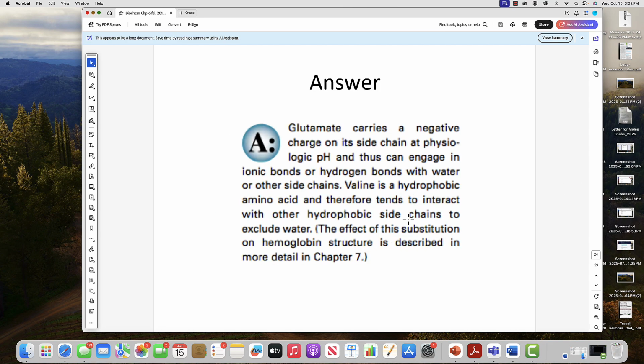Now, you can go back to visually see the structure of glutamate versus valine, but one thing that is important to note between the two is that glutamate carries a negative charge on its side chain at physiological pH, so it can engage in ionic and hydrogen bonds with water. Valine is hydrophobic, so it tends to exclude water. And so this is why, when you have that mutation in patients with sickle cell anemia, their beta chain of hemoglobin starts to fold in on itself and causes the sickling of red blood cells, because that valine is hydrophobic, not water loving, and it alters the shape of the protein.